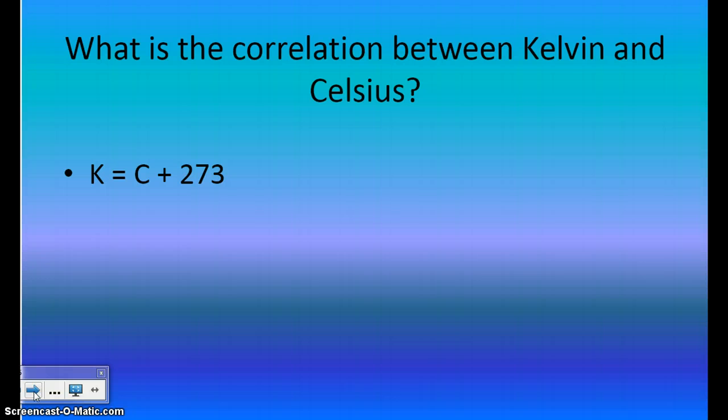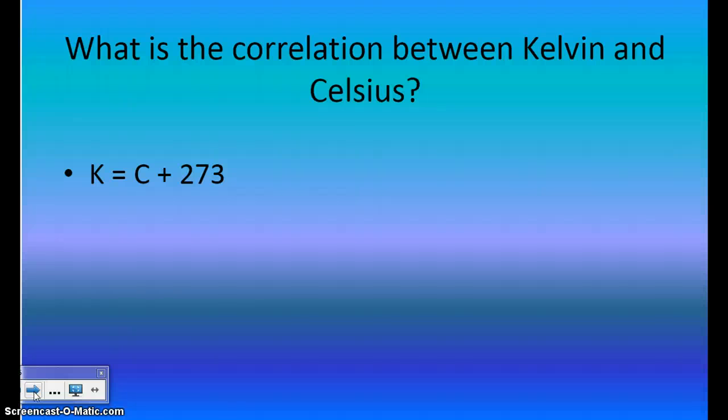So to get from Kelvin to Celsius or Celsius to Kelvin, we use the equation K equals C plus 273. K being your temperature in Kelvin, C being your temperature in Celsius. So if you're looking for one, you just plug in the value of the one you have and then manipulate your equation to find the one you don't have.